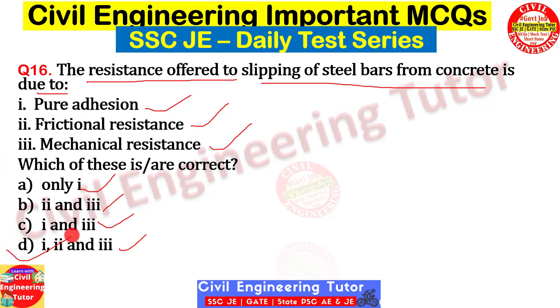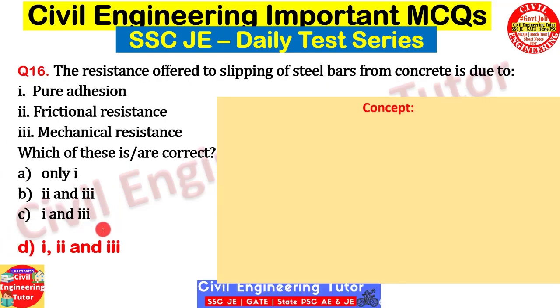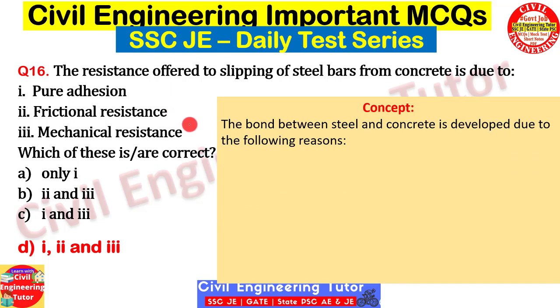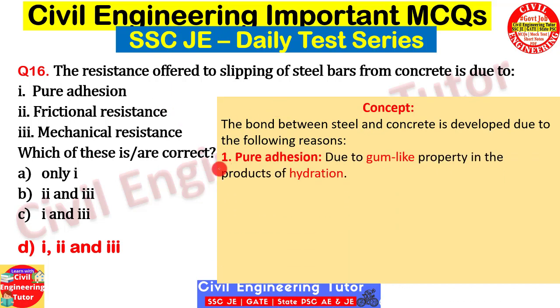So here the correct answer will be D, all the three. So just remember this concept, that resistance offered in RCC, that means between steel and concrete, is due to the following properties. Number one is pure adhesion. Adhesion means attraction between two different materials. So in RCC we have steel and we have concrete. During hydration, concrete produces gum-like materials, and those materials stick to the surface of steel. So this is a pure adhesion case. Due to this, slipping is prevented.